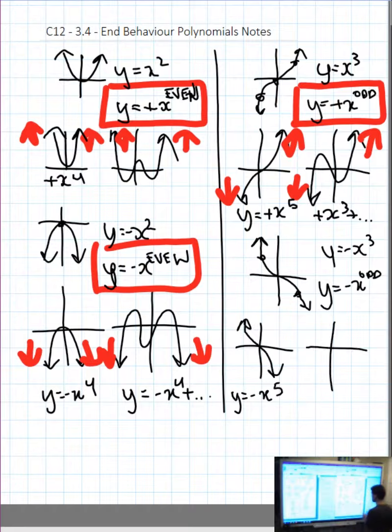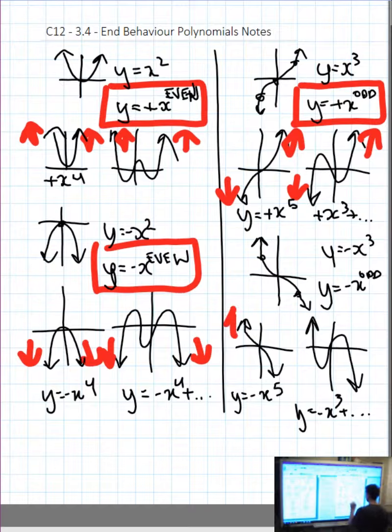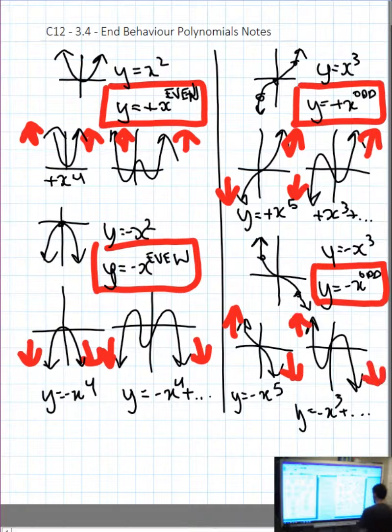Or some other version of y equals negative x to the 5, or y equals negative x to the 3 plus some other things. And again, we may have some more x-intercepts, but the main point is that if we have a negative x to the odd, the arrows go from quadrant 2 to quadrant 4. Again, quadrant 2 to quadrant 4. We're going to use these applications in the next section when graphing, still in this video to come.